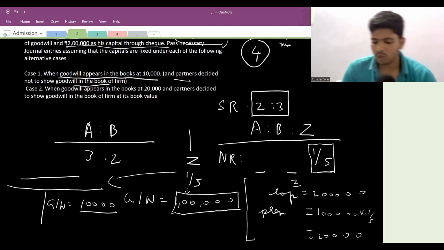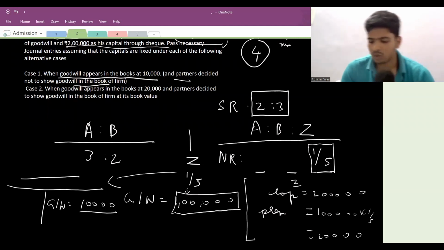Now, if A gains 2,778 as his share of goodwill, then what has he gained? What does it mean? He has gained without doing anything. First he had a small amount of share. Now, because of the change in ratio, without doing anything, he has gained 2,778. So what does he need to do? He needs to give that gain to the other partners. In which ratio? Sacrificing ratio.